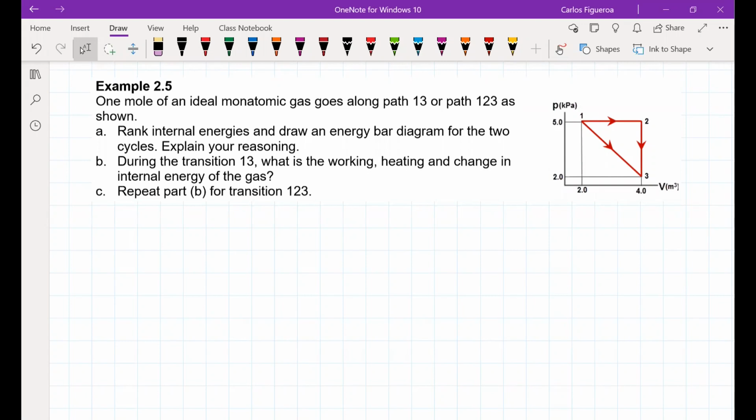Example 2.5. A mole of an ideal monatomic gas goes along path 1,3 or path 1,2,3 as shown. Rank the internal energies and draw an energy bar diagram for both cycles. During the transition 1 to 3, what is the working, heating, and change in internal energy of the gas? C. Repeat the same process for transition 1, 2, 3.